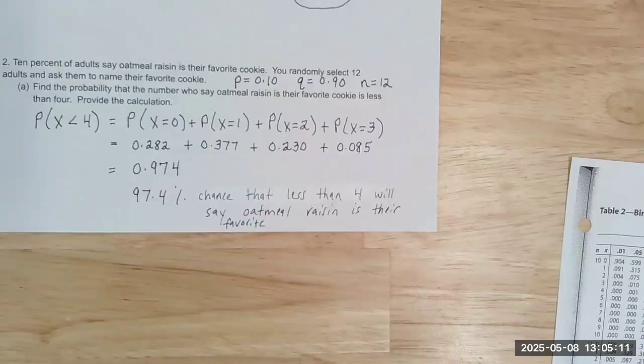So yeah, if we had asked this question, find the probability that the number who say oatmeal raisin is their favorite is greater than or equal to 4, we would have done the exact same calculation and you would have said 1 minus the 0.974. Yep. Good question.